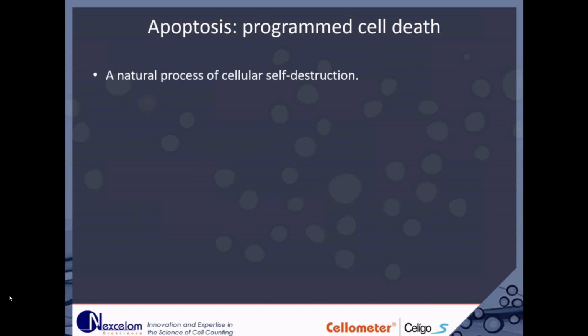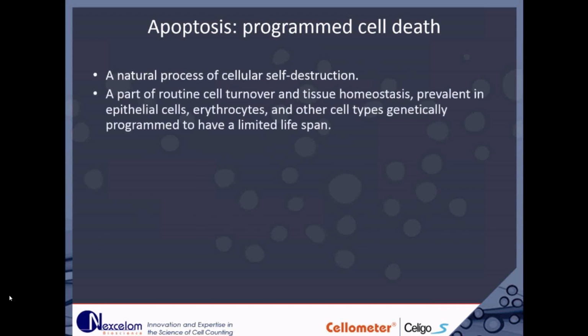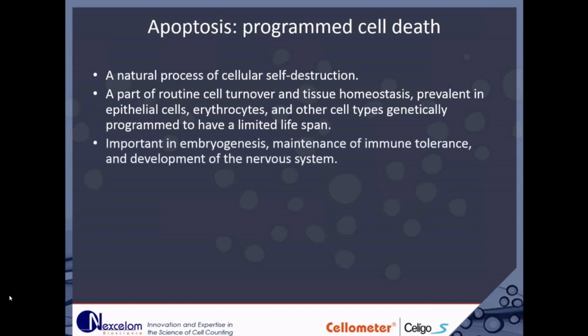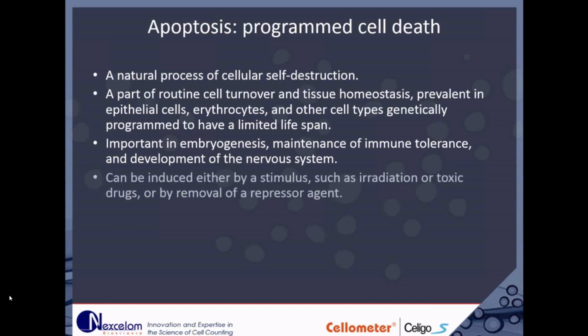Apoptosis is a natural process for cellular self-destruction. It's a part of routine cell turnover and tissue homeostasis. It's prevalent in epithelial cells, erythrocytes, and other cell types genetically programmed to have a limited lifespan. It's important for embryogenesis, maintenance of immune tolerance, and development of the nervous system.